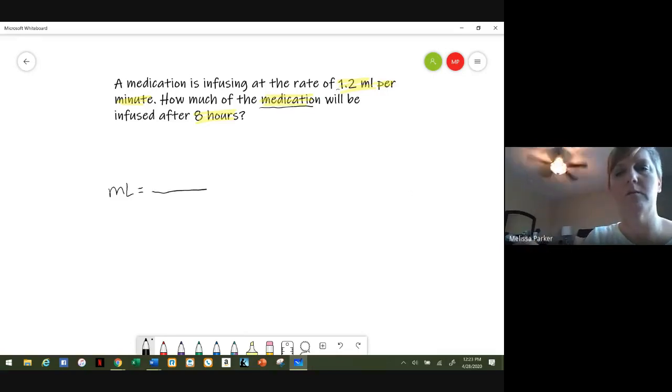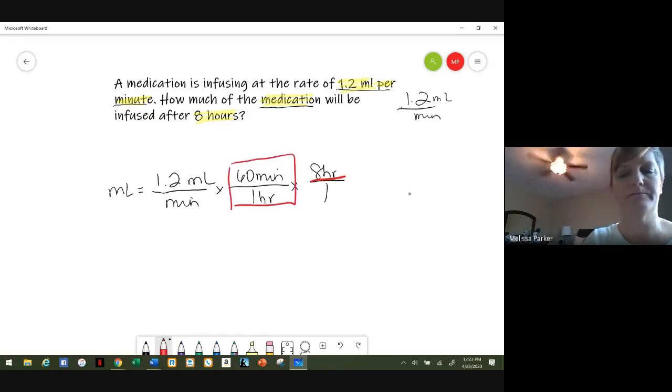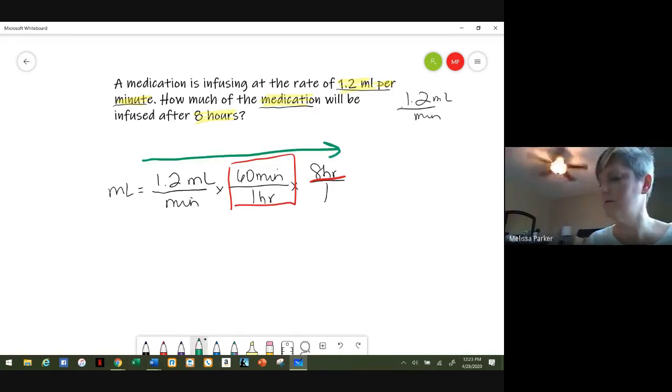Okay, so I remember I have to keep this together. So 1.2 mLs per minute. And then there's 60 minutes in 1 hour, and then it's going to go for 8 hours. So this right here is just a conversion to go from minutes to hours so that I can use this information right here. Okay, so now I can multiply all of this across. So 1.2 times 60 times 8.